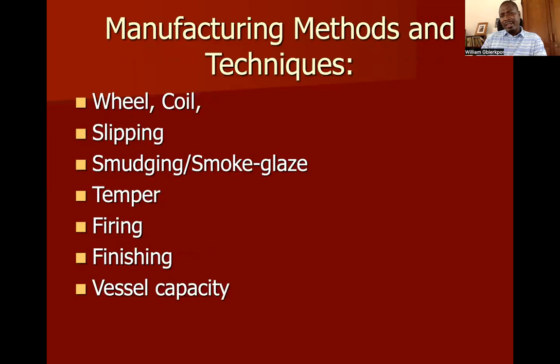Okay, so what also can we learn from manufacturing methods and techniques? If one of your colleagues provided that information earlier, we find out whether the vessels we are dealing with were made by the coiling method or by the wheel method, whether they added slipping, smudging or smoke glazing, a temper, and firing. What kind of temperatures did they fire at? Is it a porcelain, high degree firing, or a low, medium temperature? The finishing, what are the surface finishing? Are there decorations on it? If so, is this just a utilitarian ware for cooking, for storing water, or is it for religious ceremonial practices and functions and so on and so forth? So these are some of the things we can learn.